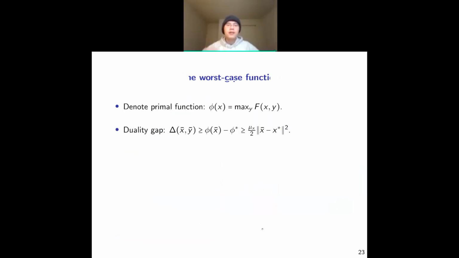And for this worst-case problem to provide our lower bound, the big picture is this. Because it's a quadratic function, it's relatively easy to maximize over y. So it has a closed-form solution. And so you have this phi of x. And then you will see that this duality gap is lower bounded by this thing, which is the optimality gap for minimizing the function phi of x.